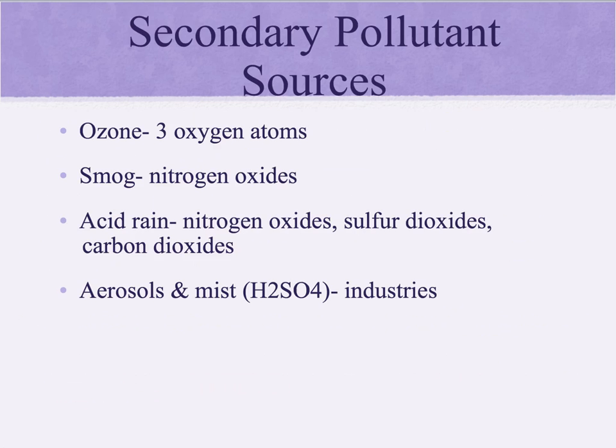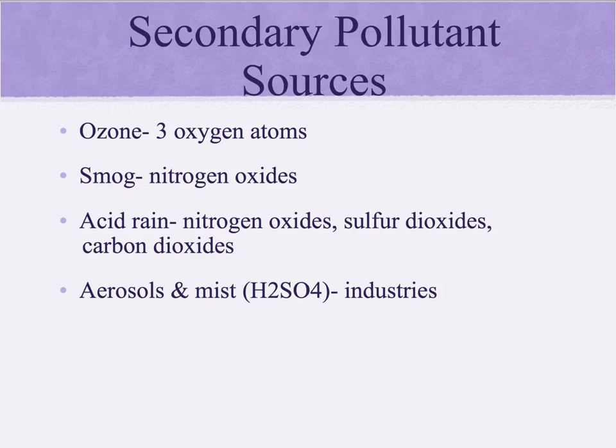Here are some examples of secondary pollution. We have ozone, which is O3. This can be produced when oxygen atoms and car exhaust type gases react with the sunlight. Smog is made of nitrogen oxides. This is a term that combines the words smoke and fog. The reason for this is it looks like smoke. It looks very hazy like smoke, but it acts like fog and lays low to the ground. But it's not smoke and it's not fog.